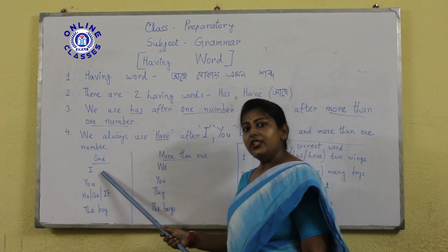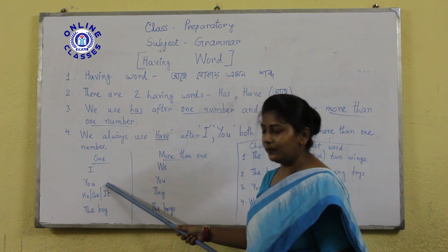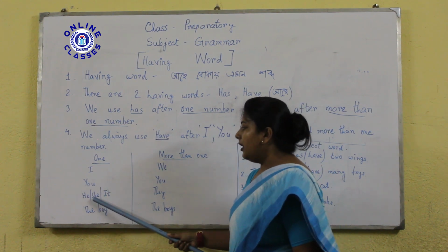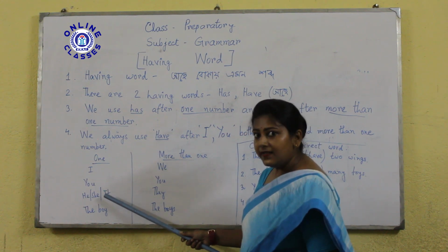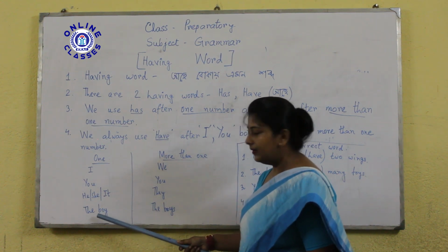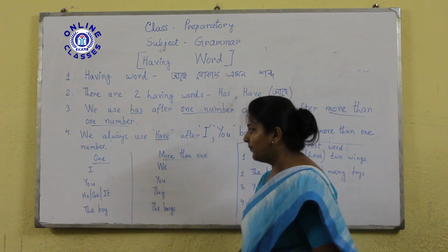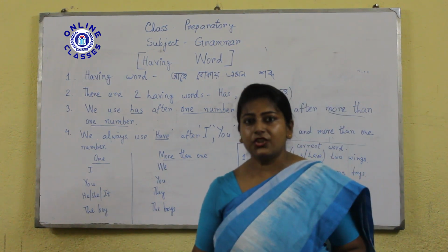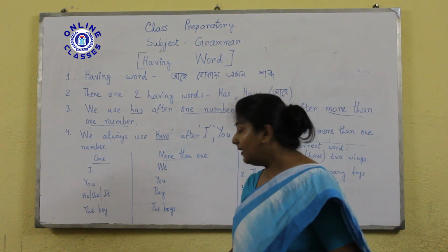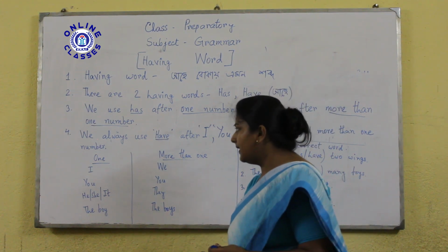You know I, which number is it? It is one number. You means to me. In one number, you means to me. He, she and it. Which number is he, she and it? One number. And the boy means ekti balo. So which number is it? It is one number. So tell me which having word we will put after this one number? Yes, you are right. We will put here has.